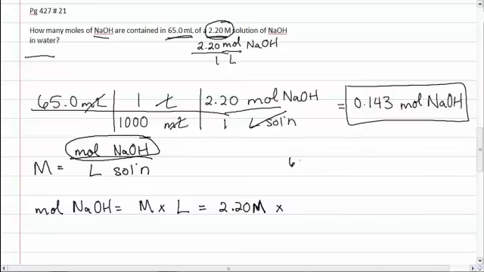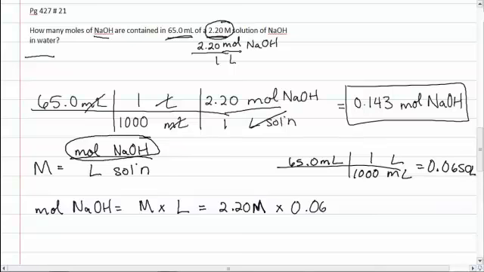So we take 65.0 milliliters, milliliters on the bottom, liters on top, we're dividing by 1,000. So we get 0.0650 liters. So we multiply by 0.0650 liters, and we get our answer of 0.143 moles NaOH. Either way works.